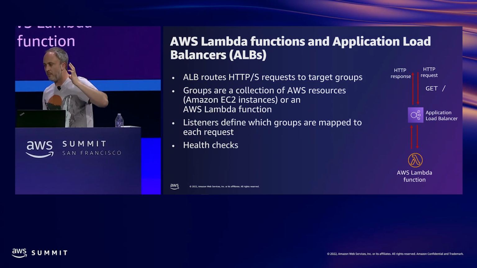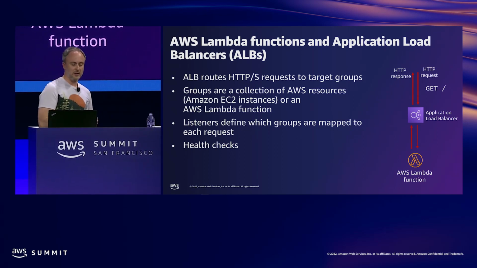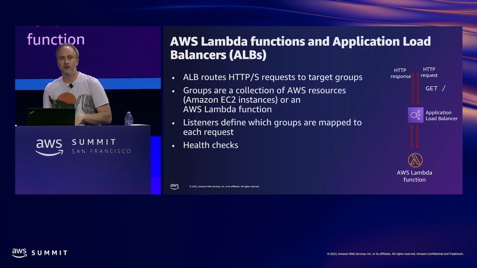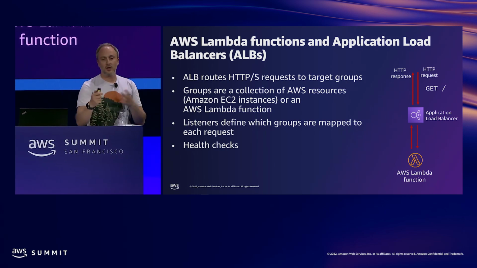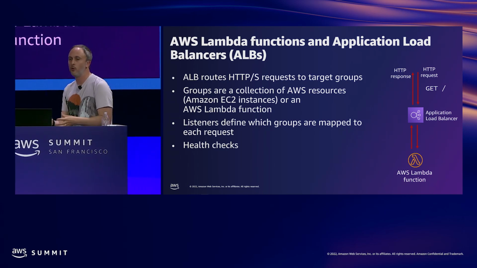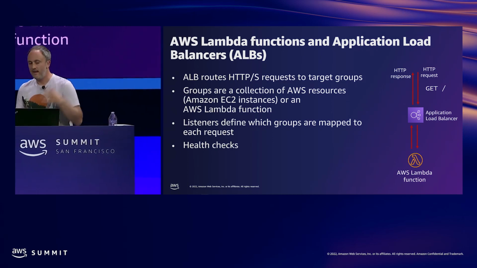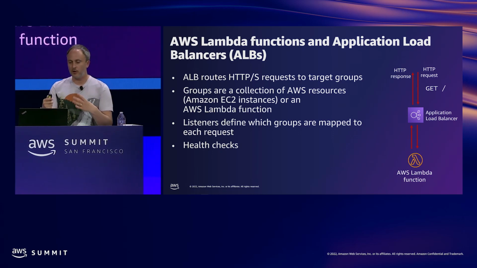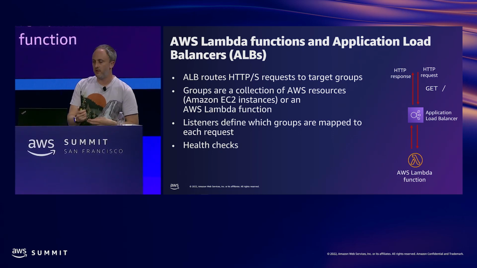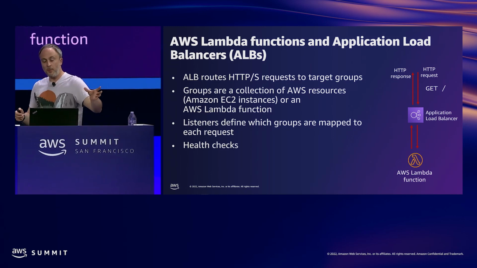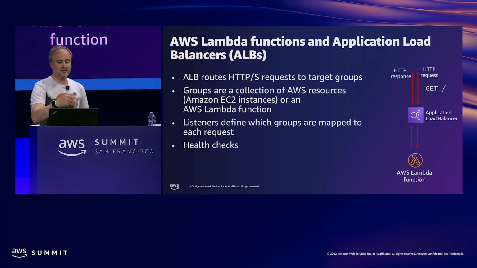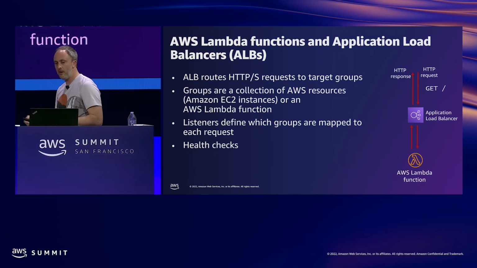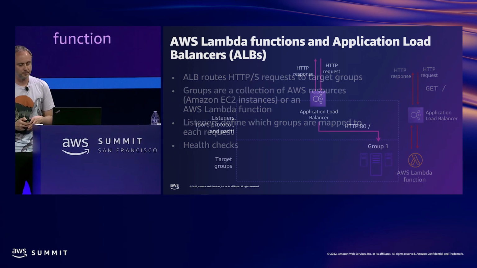So you have this thing called ALB. This is Application Load Balancer. And this allows you to send HTTPS and HTTP requests to something called a target group. Now, a target group can be a collection of EC2 instances or an individual Lambda function. Then you define a listener to route your HTTP request to a target group based on things like the path, the method, and the protocol. ALB also has health checks, which ping these target groups for you on a regular basis to make sure they're healthy and alive. And if they fail, then you can set up rules to handle that accordingly.